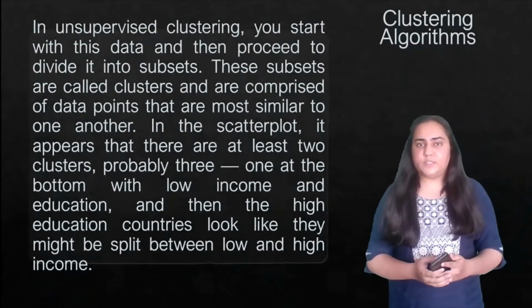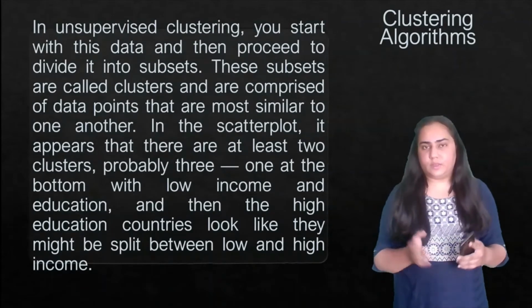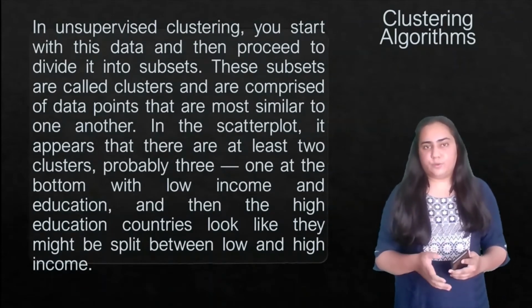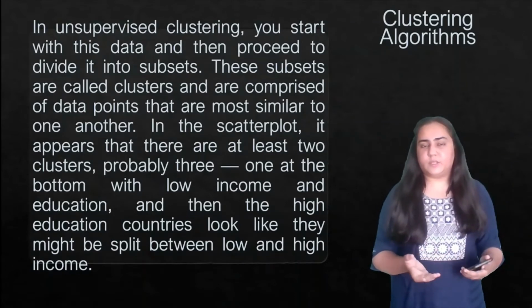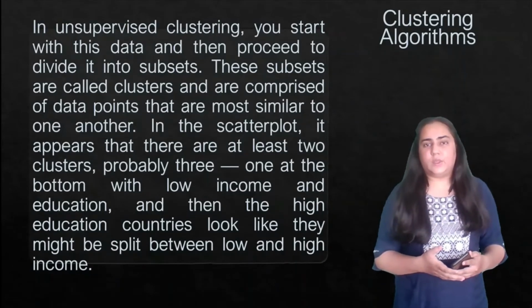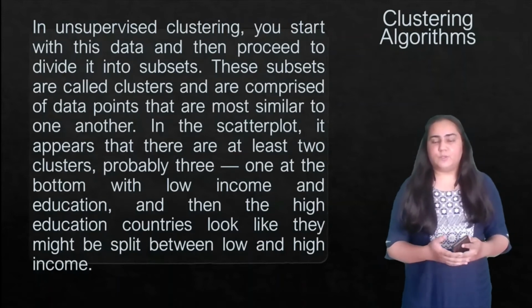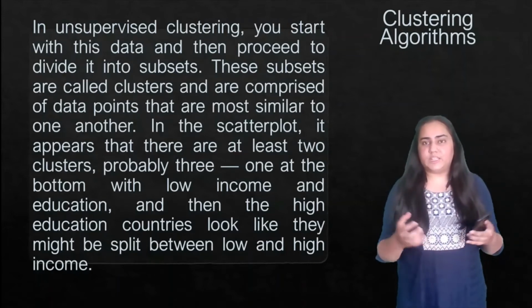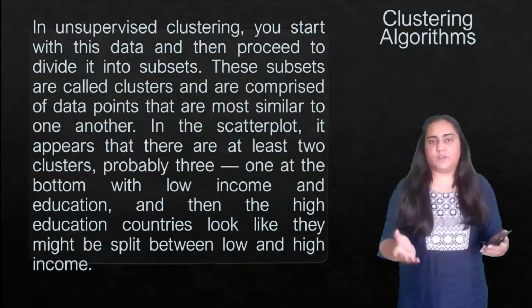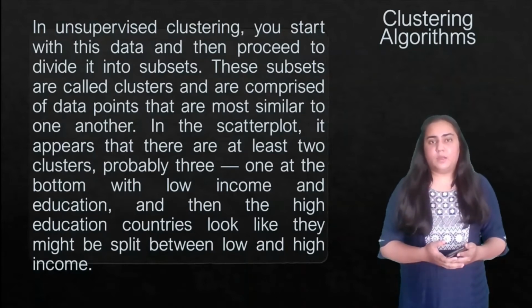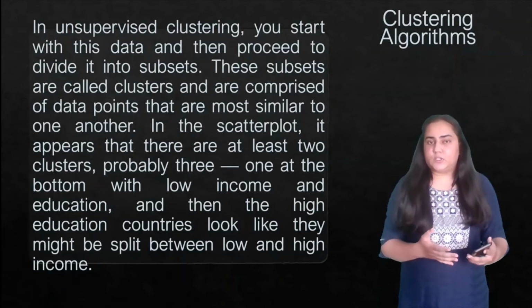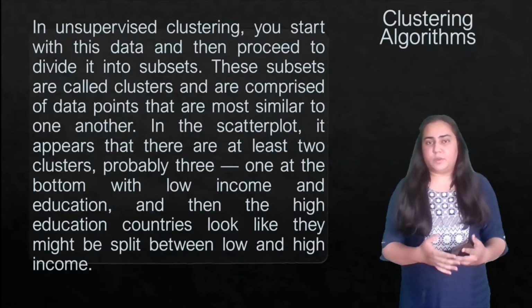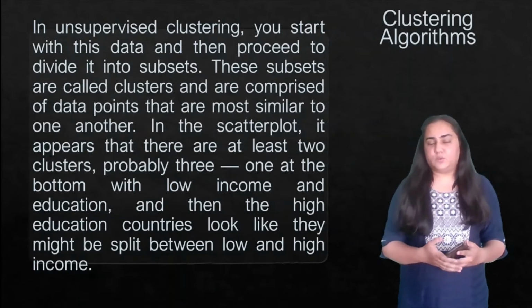Now in unsupervised clustering, you start with this kind of data, then you proceed to divide it into subsets, and these subsets are called clusters. They are created because you have a scatter plot and you know that these points are close together, so you just group them together. It appears that there are at least 2 clusters in the graph we just saw, or maybe 3.